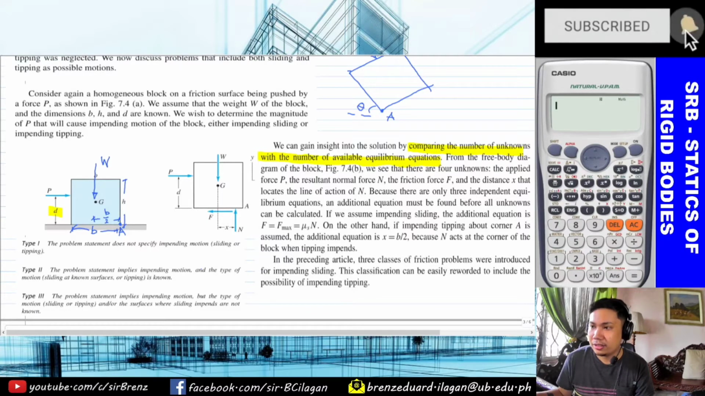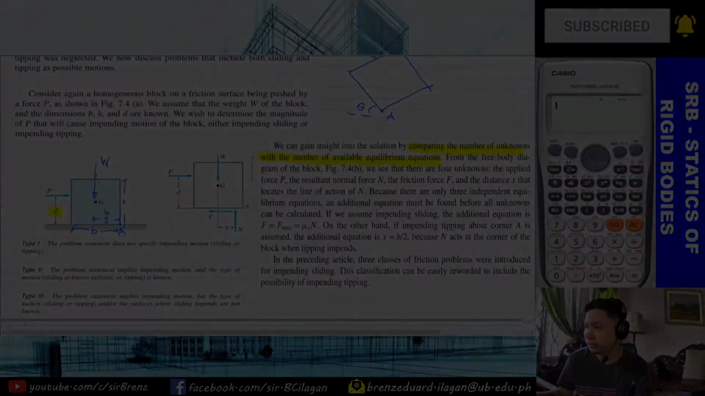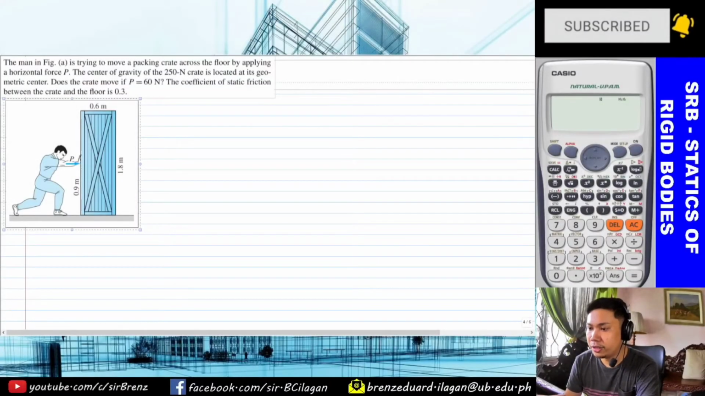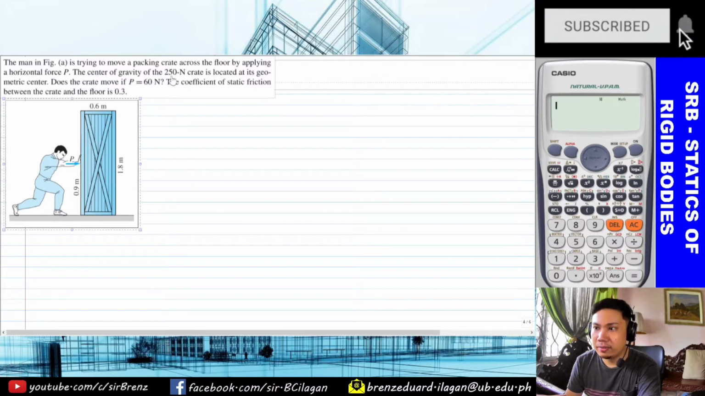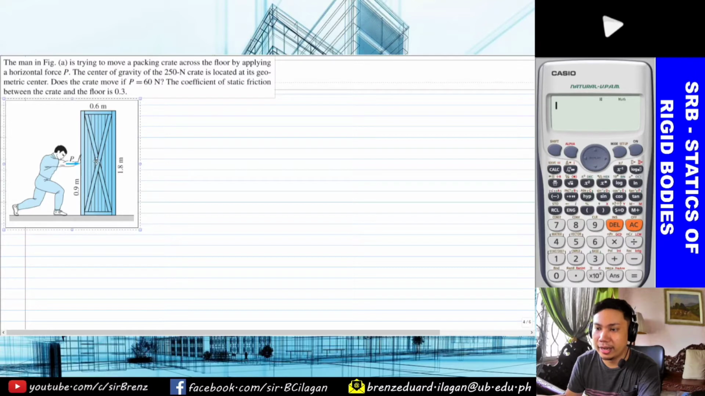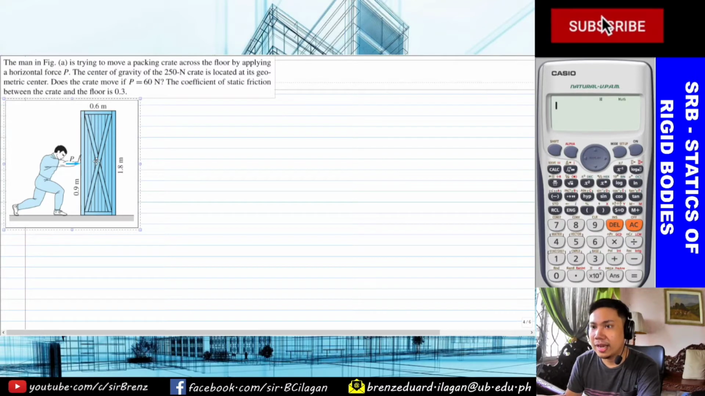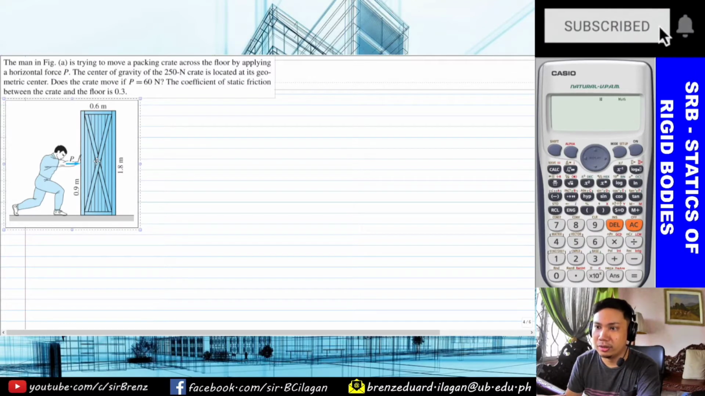Okay, so para mas maunawaan ito, mag-solve tayo ng mga sample problems. Okay, so for our first problem, basahin natin guys. The man in the figure shown is trying to move a packing crate across the floor by applying a horizontal force P. The center of gravity of the crate, so ang weight ng crate na to is 250 Newton, which is located at its geometric center. Ayan. So sa pinakagitna niyan, dun mag-a-act yung weight ng crate, which is 250 Newton.